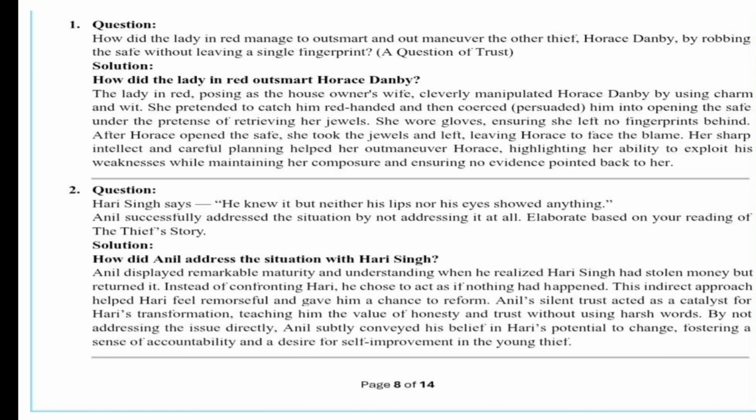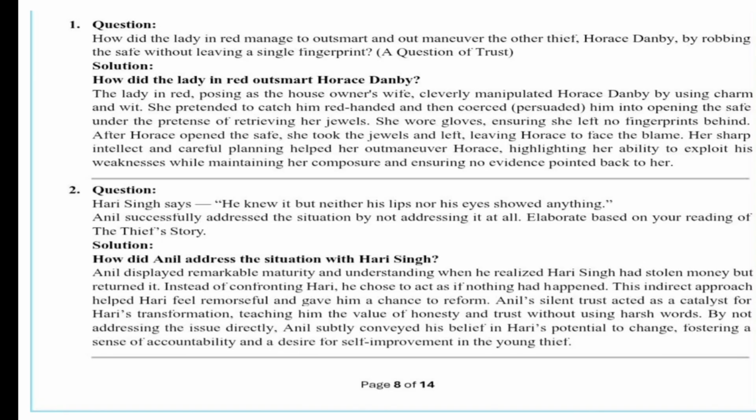So in this question what you need to do is, in the first paragraph, explain the meaning. Anil displayed remarkable maturity and understanding when he realized Hari Singh had stolen money but returned it. Instead of confronting Hari, he chose to act as if nothing had happened. This indirect approach helped Hari feel remorseful and gave him a chance to reform. Anil's silent trust acted as a catalyst for Hari's transformation.